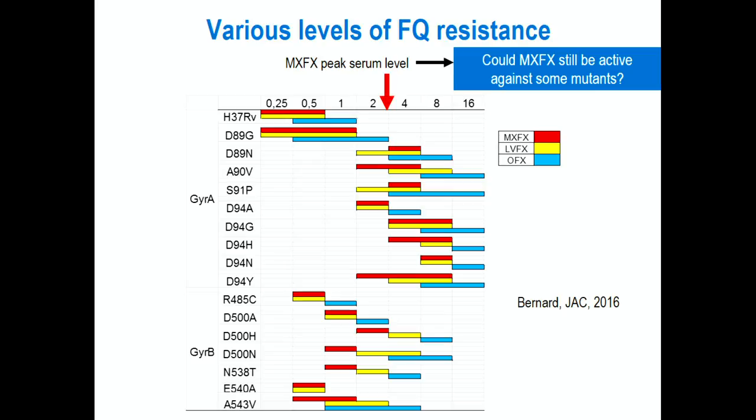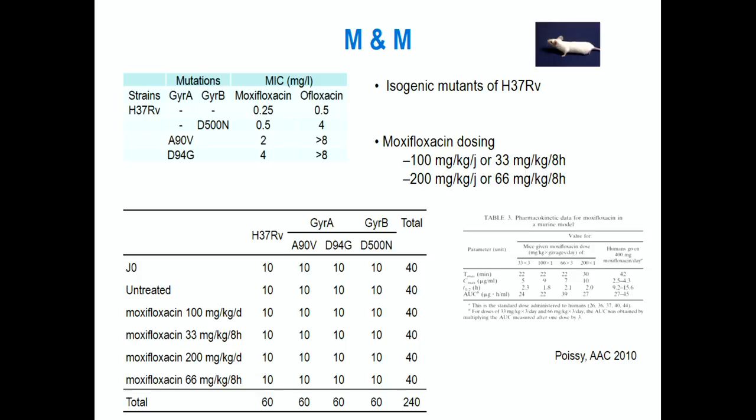And of course, when we saw that, we also saw that for a number of these resistant mutants, the MIC, although higher than the wild-type strain, is under the peak serum level of MOXI. Usually the peak serum level of moxifloxacin is around 3 milligrams per liter. And so, of course, the question that arose from that is, maybe we could still use MOXI against these drug-resistant mutants. And so what we do in the lab, and what I do, is mouse modeling to answer the questions.